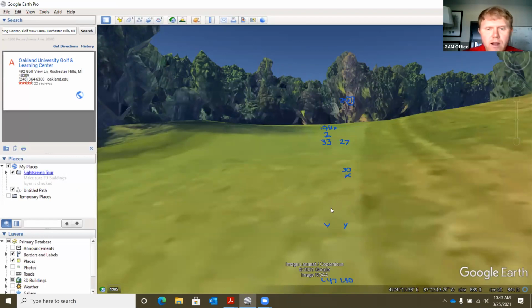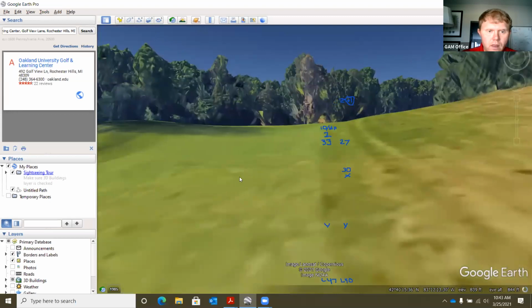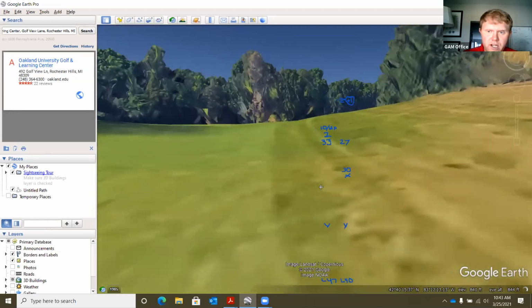So let's say we're in our landing zone now. We're going to do the same thing. We're going to get our distances. We're going to look for any adjustments that we might have.